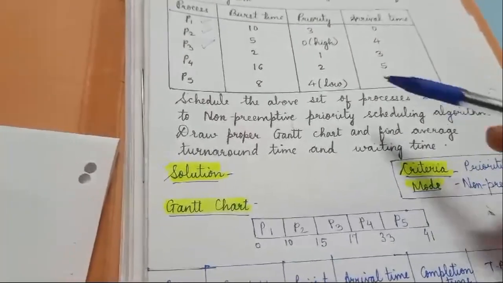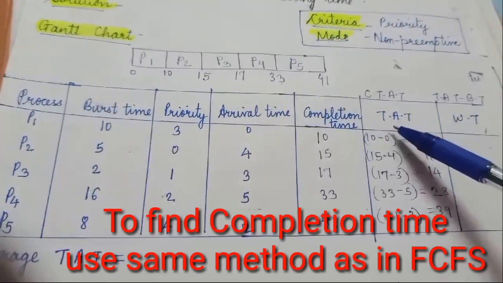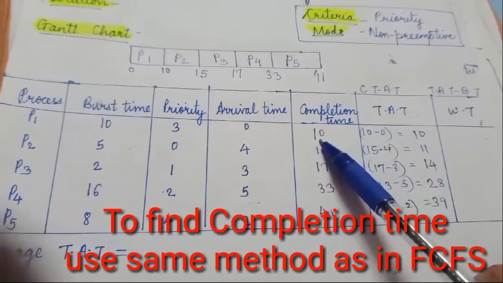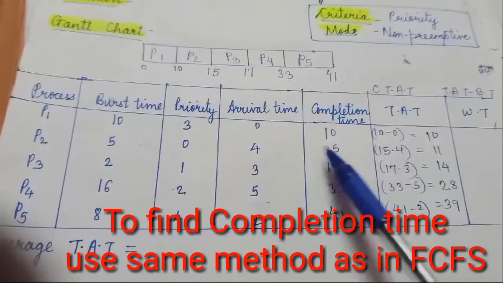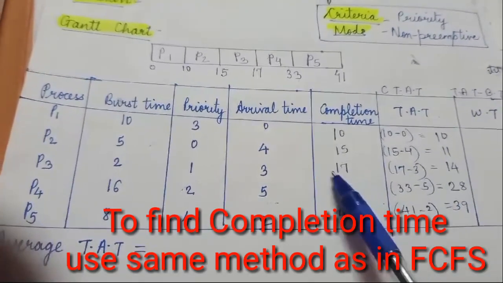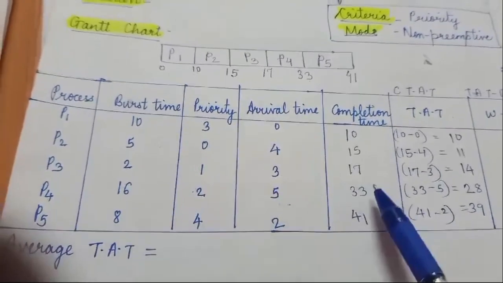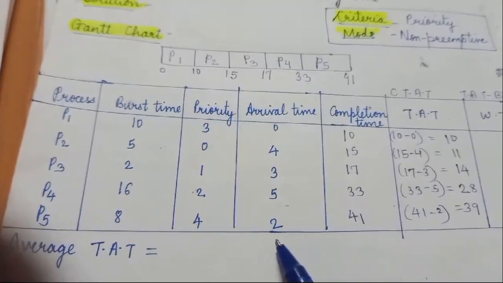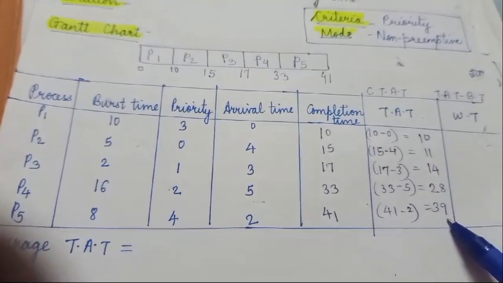At the beginning, we focus on the arrival time. So let's find turnaround time, that is completion time minus arrival time. For process P1, 10 minus 0 is 10, 15 minus 4 is 11, 17 minus 3 is 14. For the P4 process, 33 minus 5 is 28, and last, 41 minus 2 is 39. So these are all the values of turnaround time.